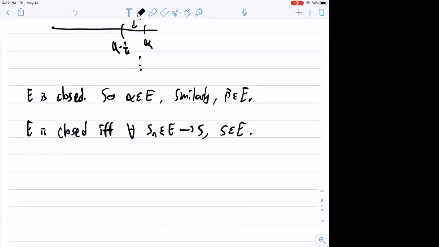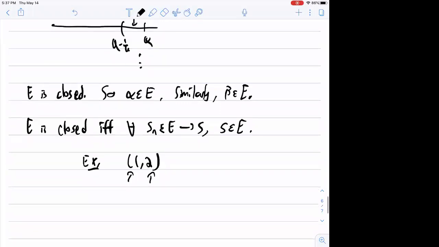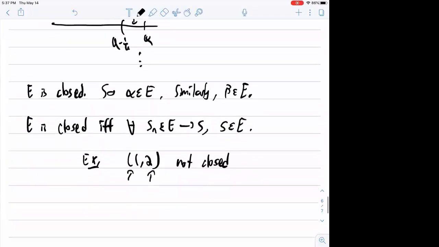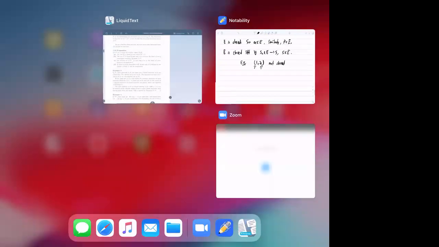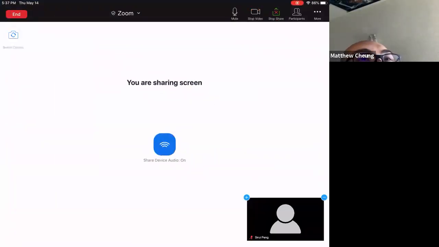So again, for example, this set is not closed because there's a sequence going to 1 and a sequence going to 2, but you don't contain 1 and 2, right? Since you don't contain 1 and 2, you can't be closed because you don't contain the limits. So not closed. Is everyone clear so far? Hopefully metric spaces are making sense.